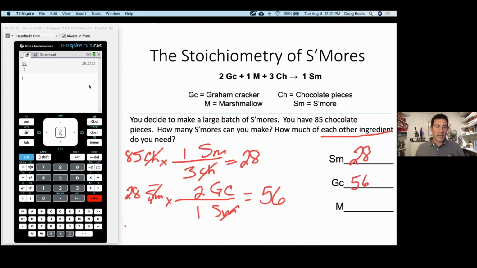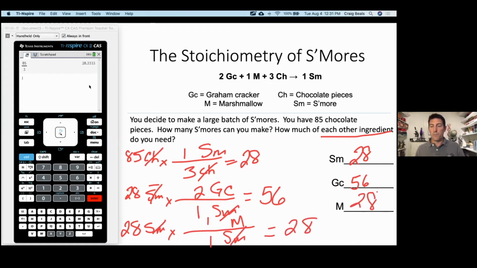And then I go back. I know I can make 28 s'mores. And I want to figure out marshmallows. So I put s'mores on the bottom, marshmallows on the top. 1 s'more and 1 marshmallow. Ooh, we like that math. That makes it easy. That's 28. So I need 28 marshmallows to be able to do it. Again, super simple steps for stoichiometry.